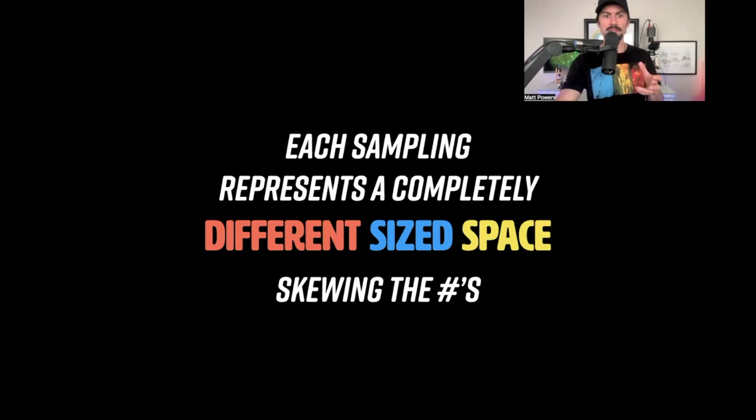So each sampling represents a different size space from the original soil. It represents a different volume of space. So if you take that volume of space and it's super loamy, you compact it down to this small, tiny thing. You take a space of just sand and dense subsoil, and it's not going to compact into anything. It is what it is.